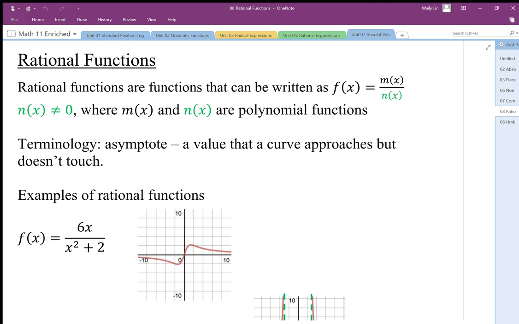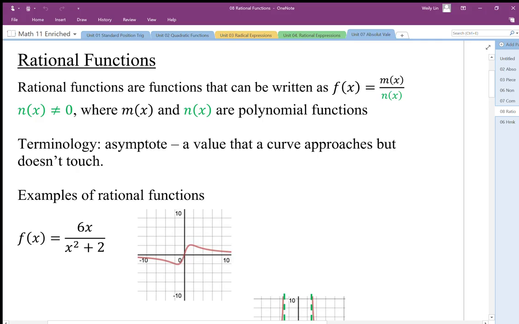So a rational function is anything that can be written where we have m(x) over n(x), and the m and n represent polynomial functions, and the n can't be equal to 0, because if n is equal to 0, then we'll end up dividing by 0, which we know we can't do.